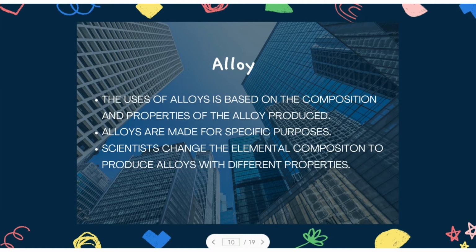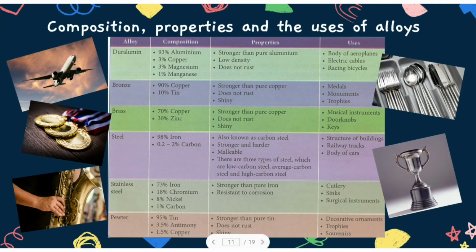Okay, we continue to the uses of alloy. The uses of alloys are based on the composition and the properties of the alloy produced. Alloys are made for specific purpose. Scientists change the elemental composition to produce alloy with different properties. Okay, this is the table of composition, properties, and the uses of alloy. You can refer to textbook page 258.